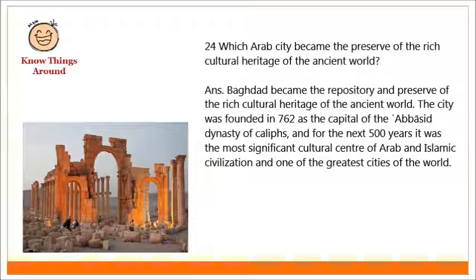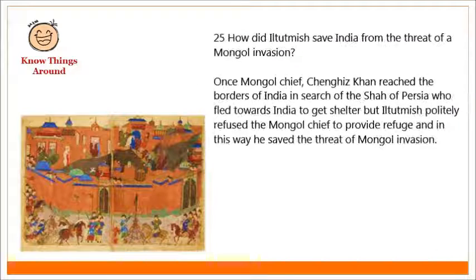How did Iltutmish save India from the threat of a Mongol invasion? Once Mongol chief Chengiz Khan reached the borders of India in search of the Shah of Persia, who fled towards India to get shelter. But Iltutmish politely refused to provide refuge to the Mongol chief, and in this way he saved India from the threat of Mongol invasion.